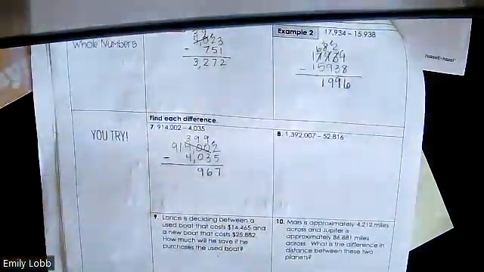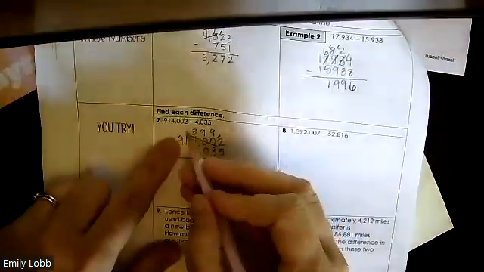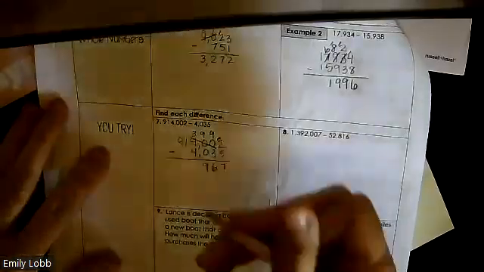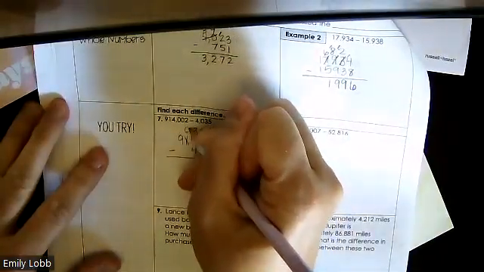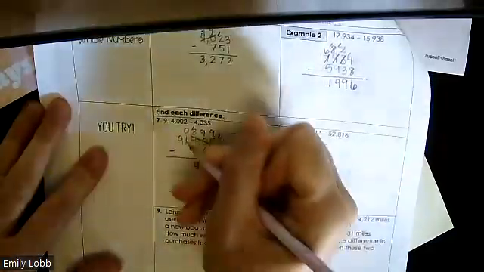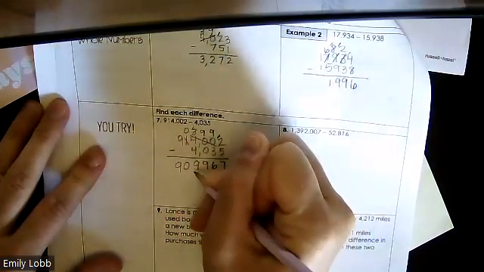Can we take 4 from 3? No, but I can just think of this as 13. So what is 13 minus 4? 13 minus 4 is 9. That 0 comes down and the 9 comes down.